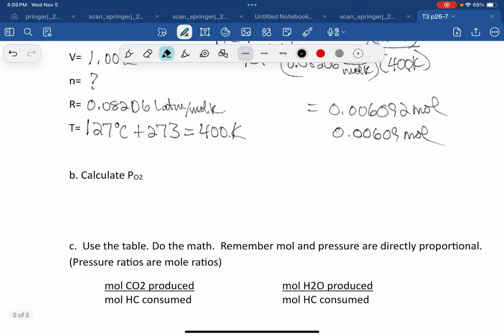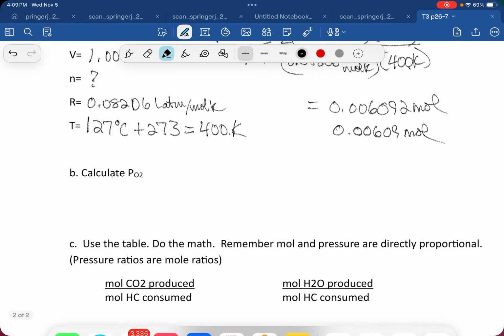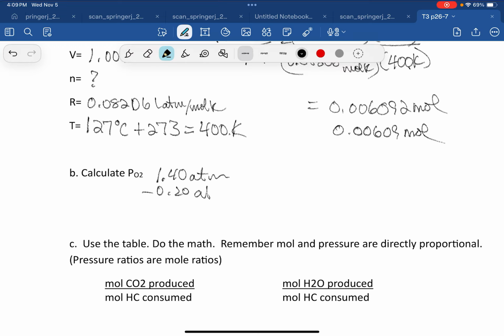Letter B, we're going to calculate the pressure of the O2. O2 is introduced in the same vessel containing the hydrocarbon. After the addition, the total pressure of the mixture is 1.40 atmospheres. Calculate the partial pressure of O2 in the vessel. So we know the pressure of the hydrocarbon was 0.2, and we know the pressure total when we're done is 1.4, so we just need to subtract. So the pressure of the O2 is 1.20 atmospheres.